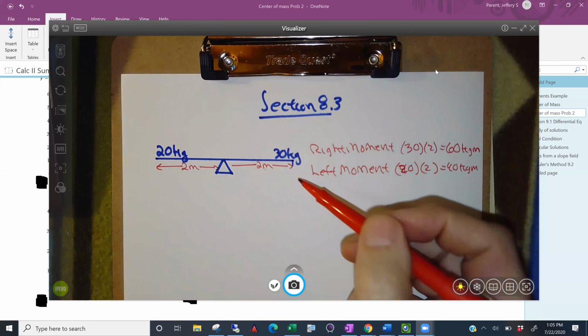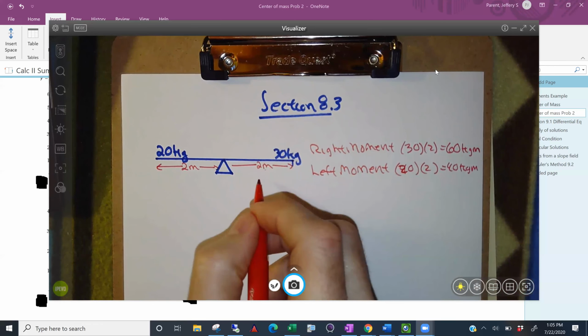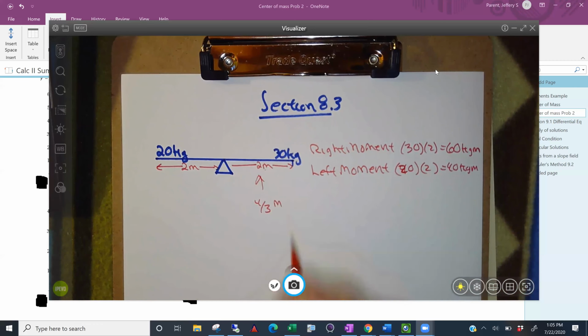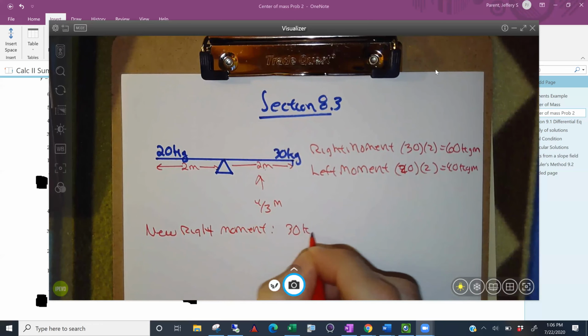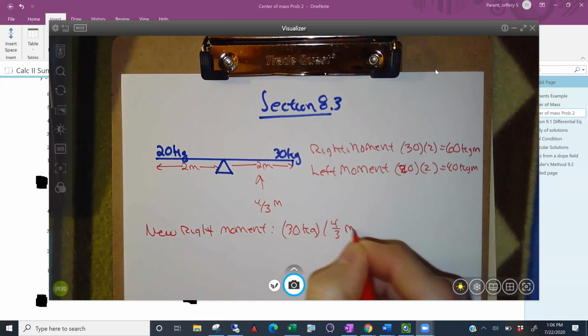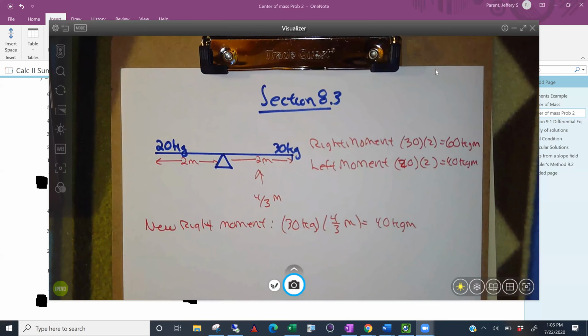Now, if you wanted to keep things more equal and maintain that equilibrium spot, then what you could do is slide this kid a little bit closer. So what if we slide him to a point, say 4/3 of a meter away from our center point, or our fulcrum? Then let's check out the new right moment. That new right moment would be 30 kilograms times 4/3 meters. And guess what? That's going to equal exactly 40. Okay, so we got something that's nicely in balance now. Yay. So the big kid just has to scoot up a little bit.